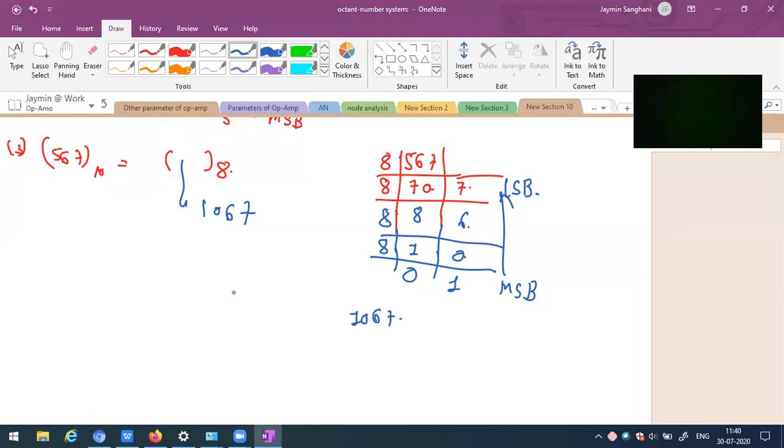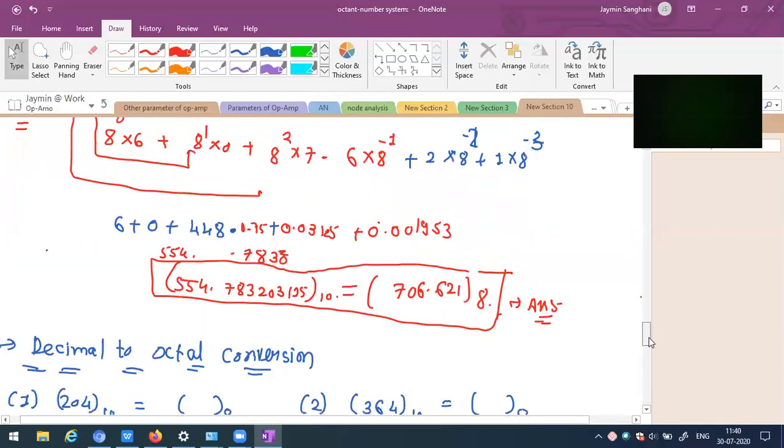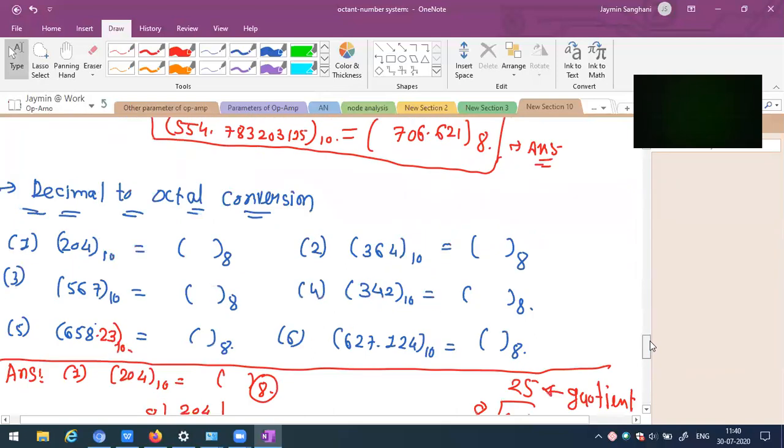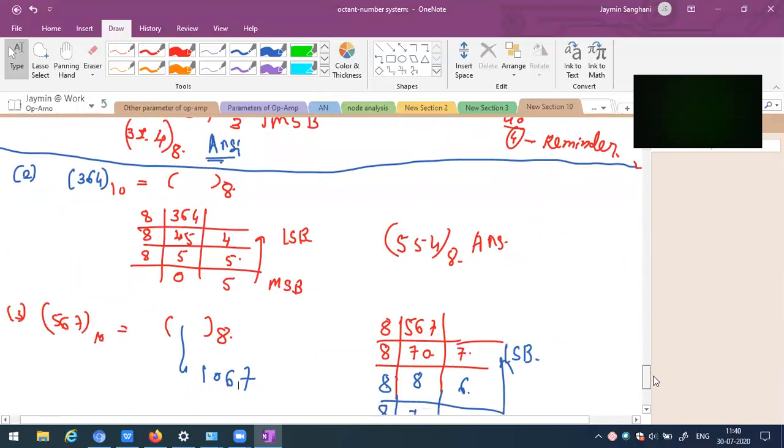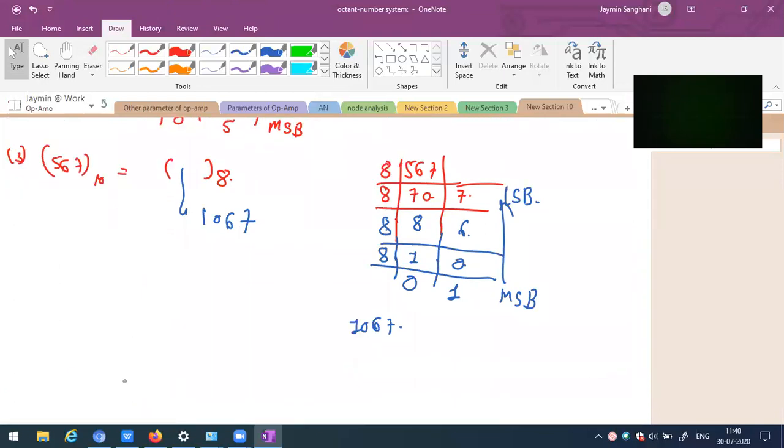Here, so it is converted into octal. Now next example, fourth example, it is very similar compared to the first, second and third. Now see the fifth example. You will try to solve it by yourself. Fifth example, 658.23.